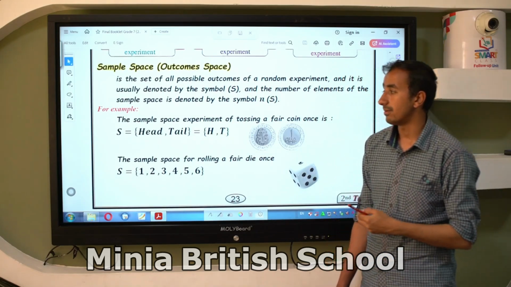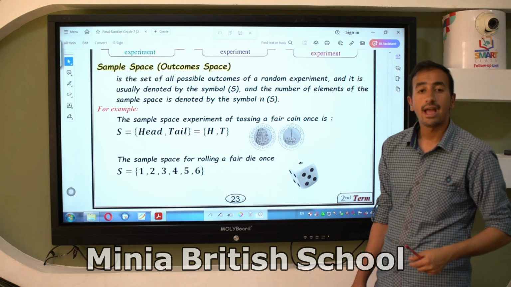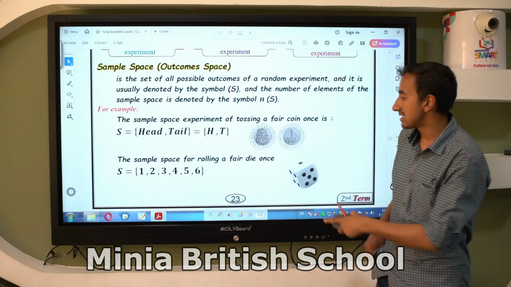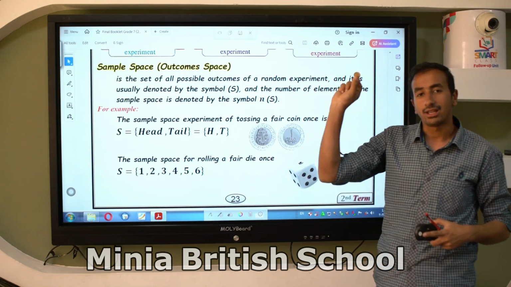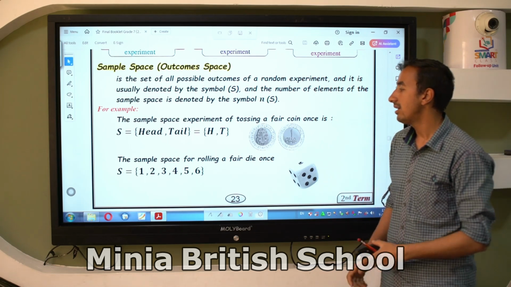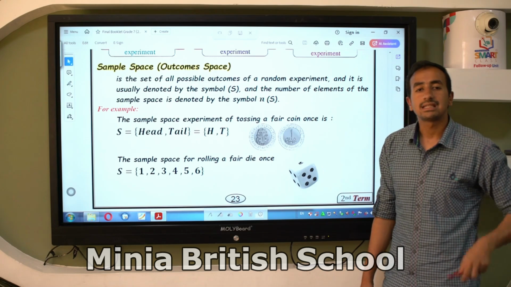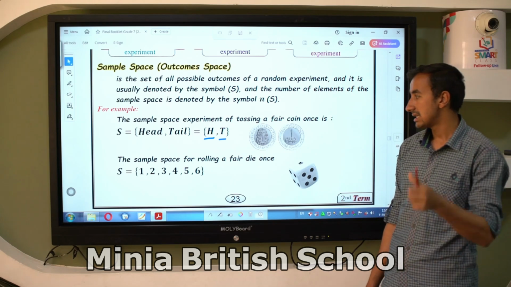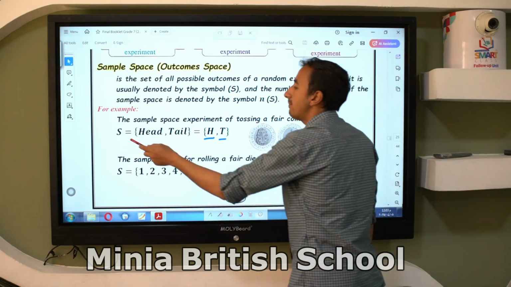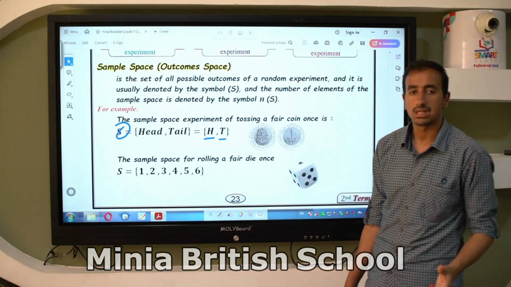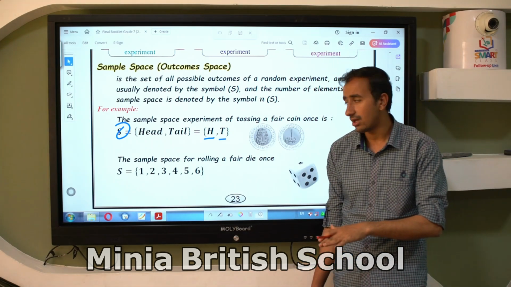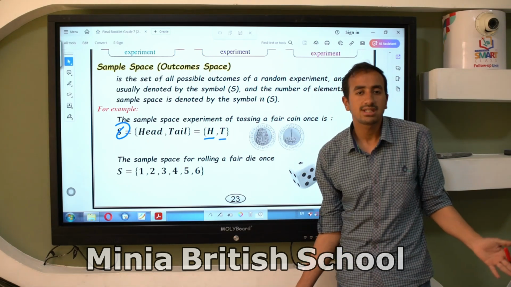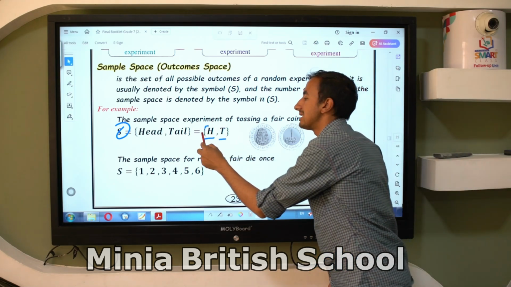Here is a common example: toss a coin with head and tail. This side is called head and this side is called tail. Head is the image and tail is the writing. I can abbreviate by H and T. If I toss the coin once, the sample space for all of the possible outcomes is: the answer appears head or tail. We don't have a third solution, head or tail. So I can write it as a set.